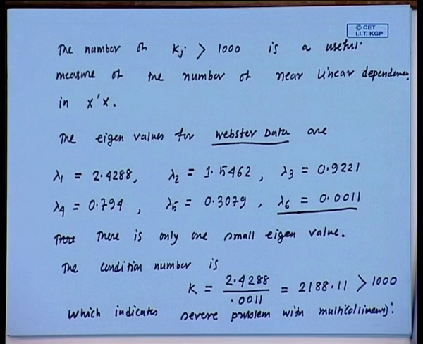Okay, so what I want to say here today regarding the detection of the multicollinearity problem is that we considered this Webster data, and examining the correlation matrix could not detect the problem of multicollinearity in the Webster data, whereas this eigensystem analysis technique says that since the condition number is 2188, which is much larger than 1000, there is a severe problem with multicollinearity in the Webster data.